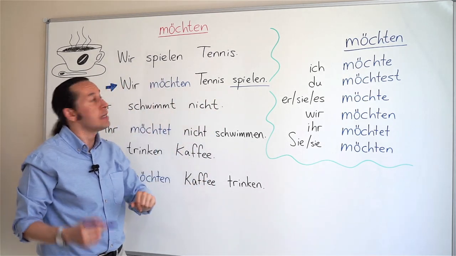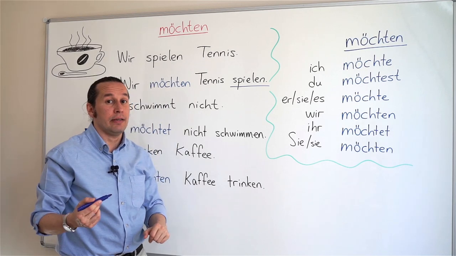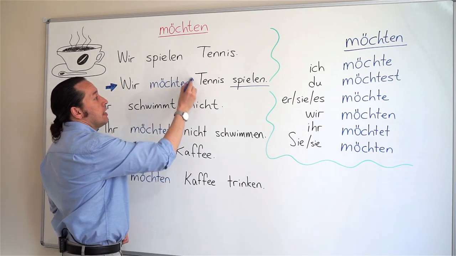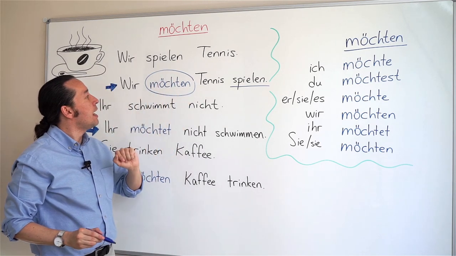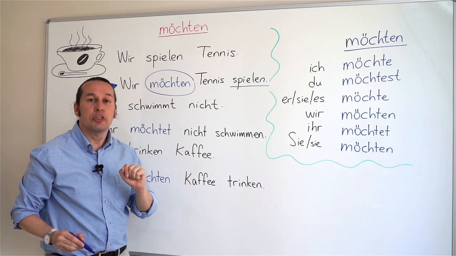And here it says wir spielen Tennis. We play tennis. But here, as I said before, möchten takes the second position. So this will be wir möchten Tennis spielen.